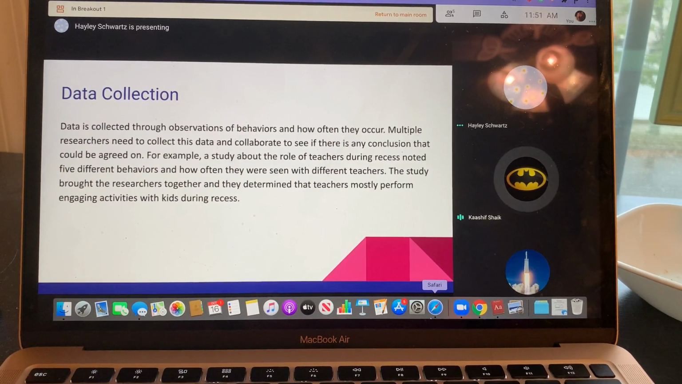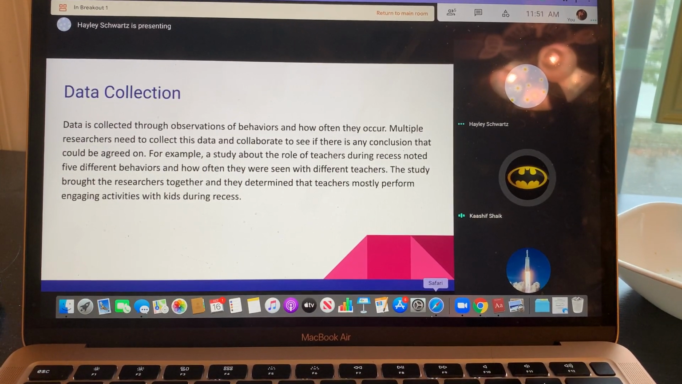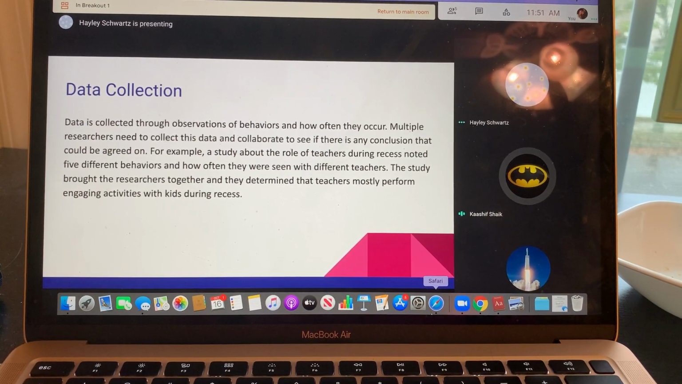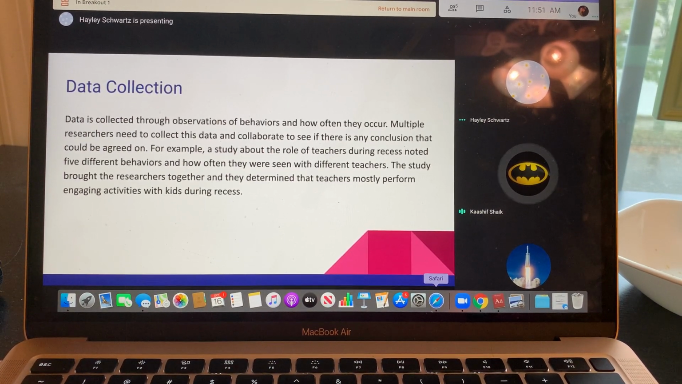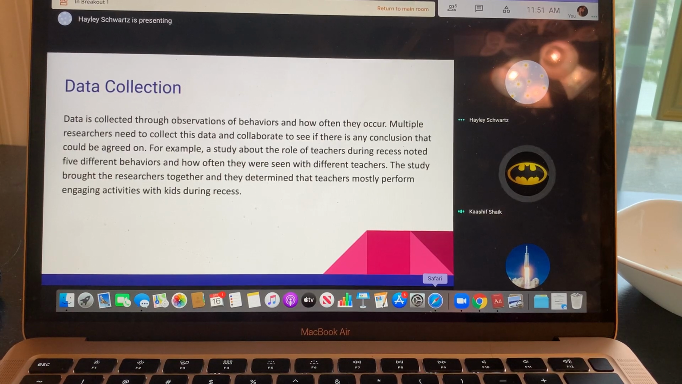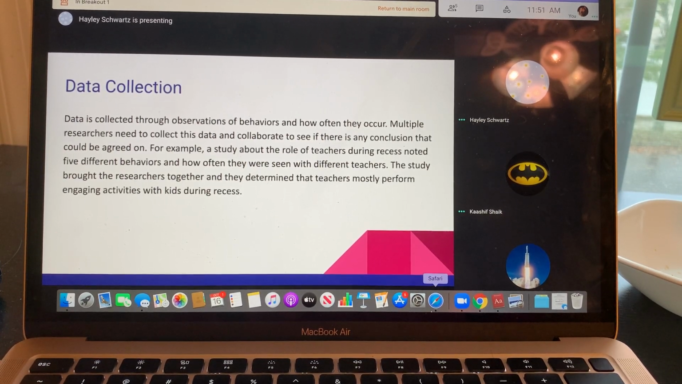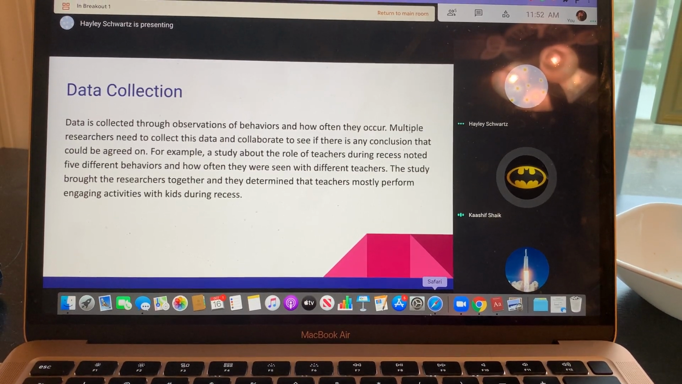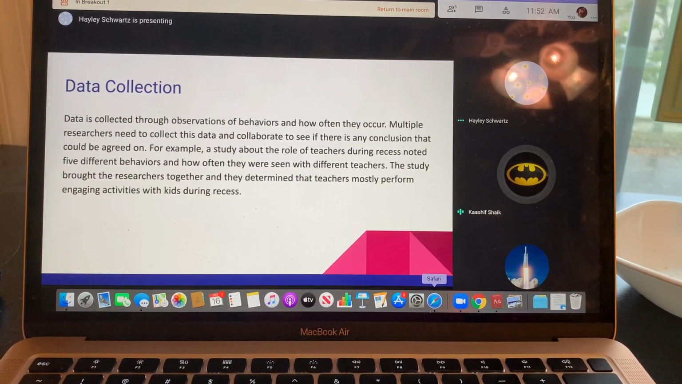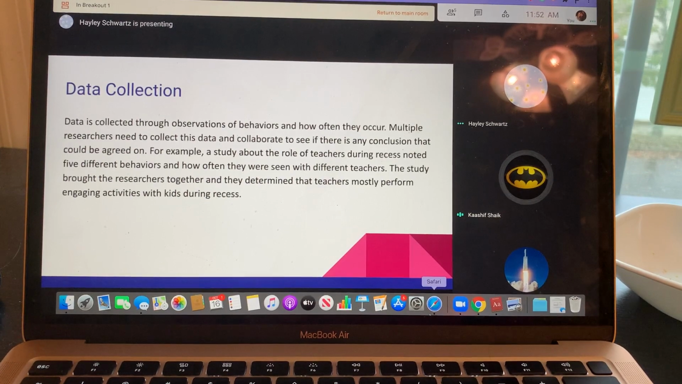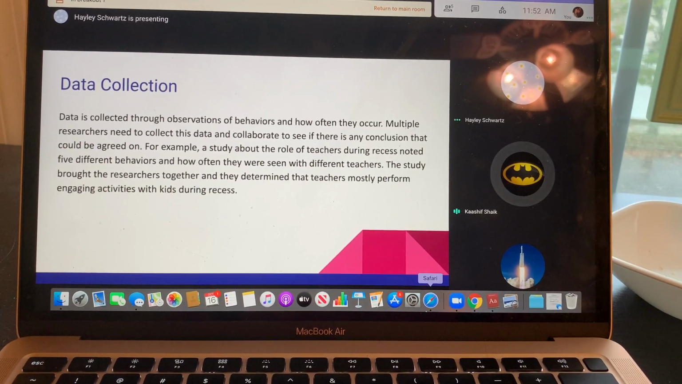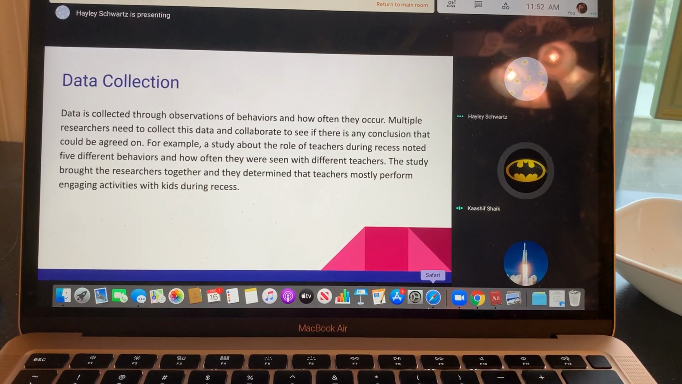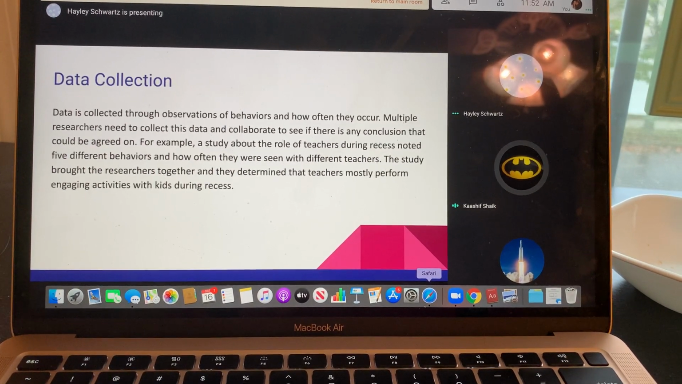For data collection, data is collected through observations of behaviors to see how often they occur. Multiple researchers need to collect this data and collaborate to see if there's any conclusion that could be agreed on. For example, a study about the role of teachers during recess noted 5 different behaviors and how they were seen with different teachers. The study brought the researchers together, and they determined that teachers mostly perform engaging activities with kids during recess.